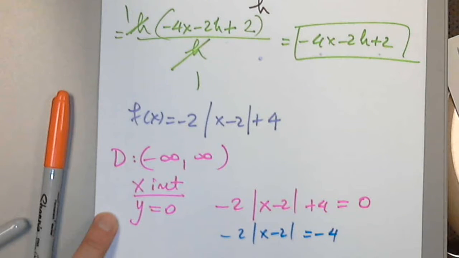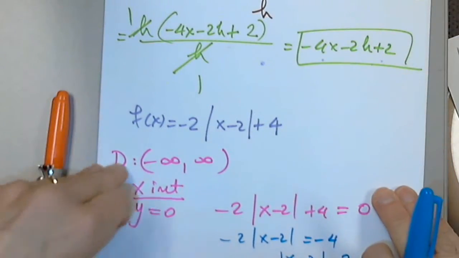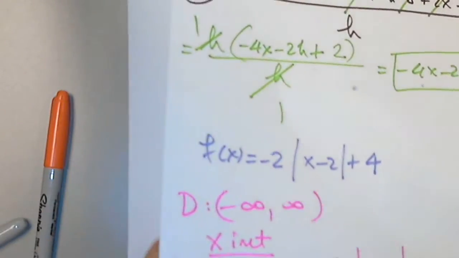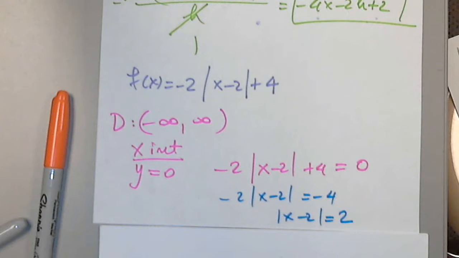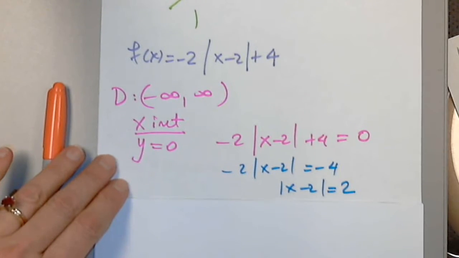And divide both sides by? That's it. Good. So now it's completely cleaned up. Now I have to think. What number should I have in here so that the absolute value is 2? What can go in there? 4 and negative 4. No, because the absolute value of 4 is not 2. 4 and 0.